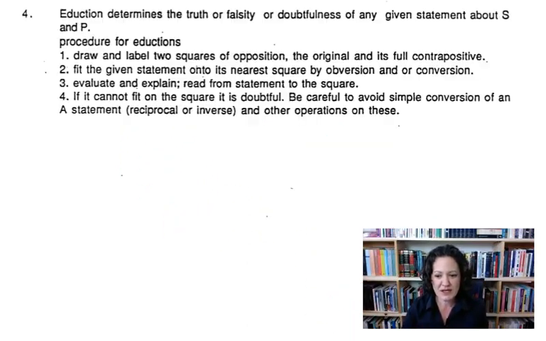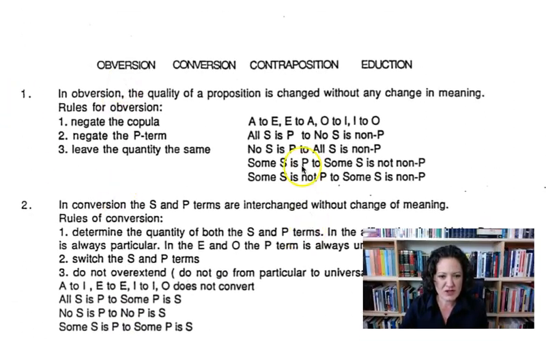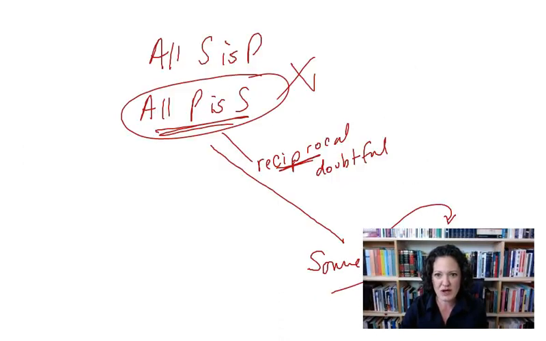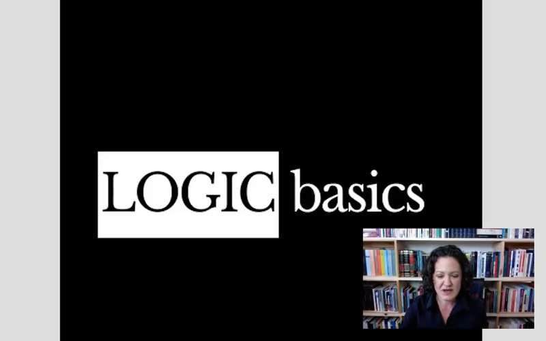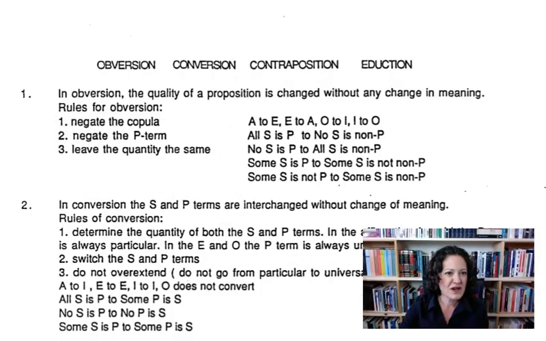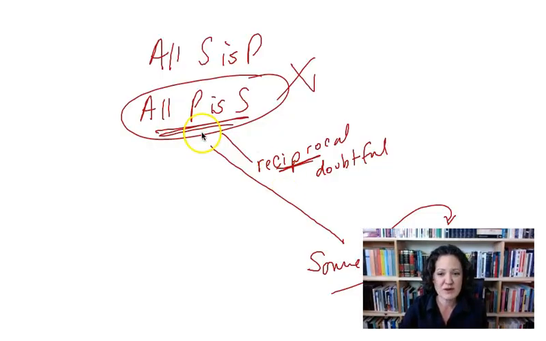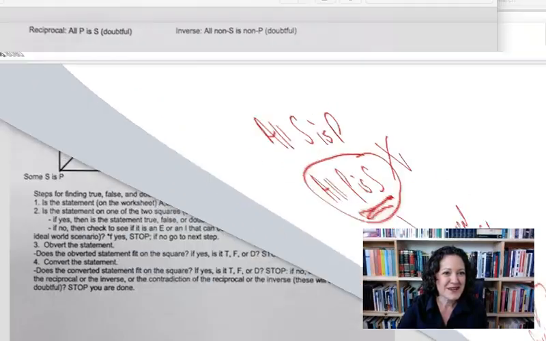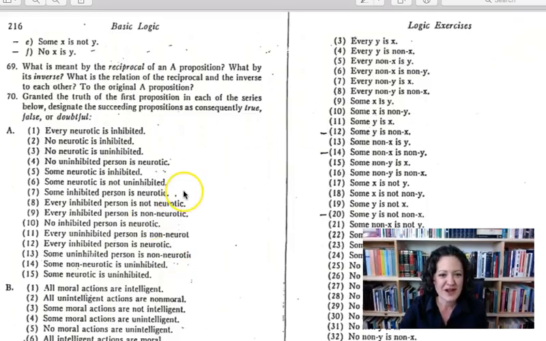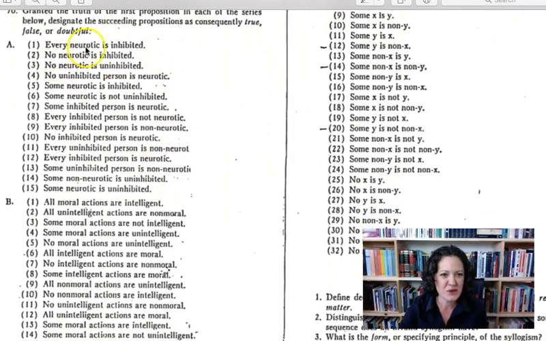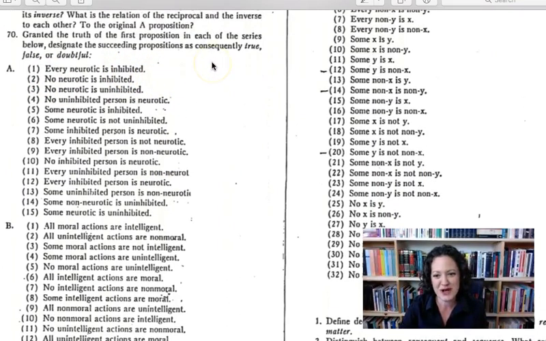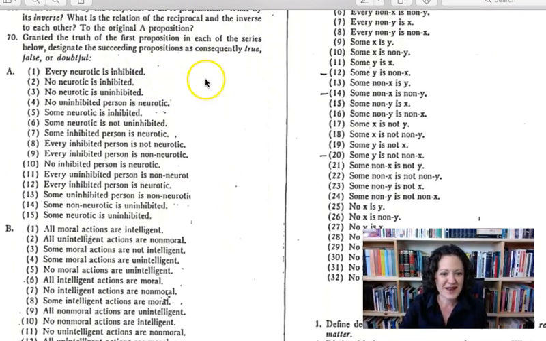All right, now I'm going to pause here, and when we come back, we're going to take these rules and apply them to our long list of sentences. We'll start with the neurotics, okay? The inhibited neurotic people. All right, next time, we're going to do the square in all its fullness.